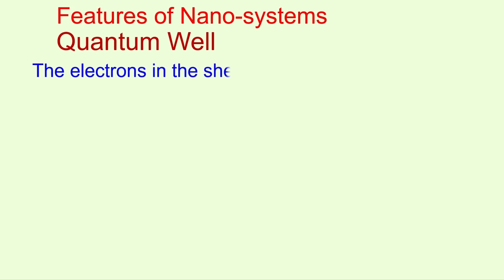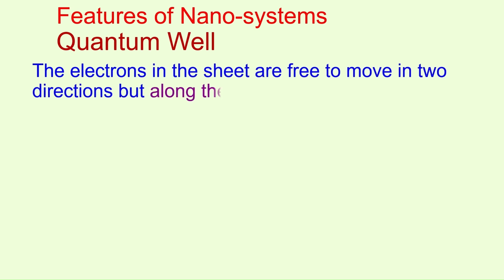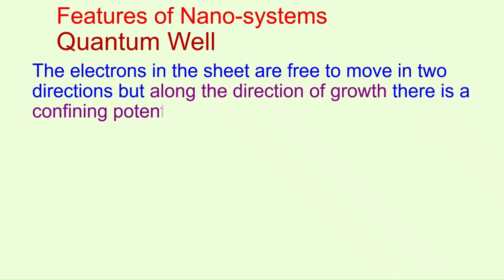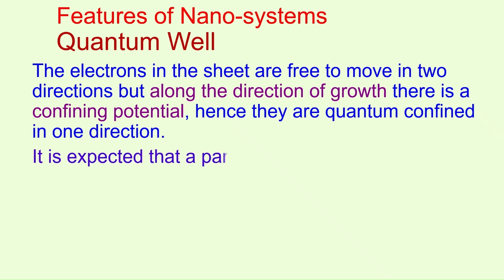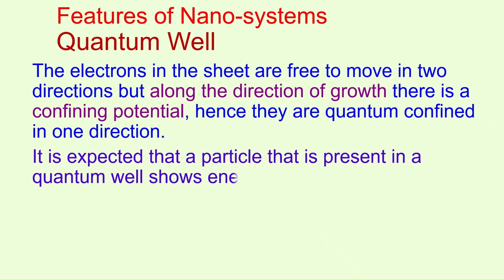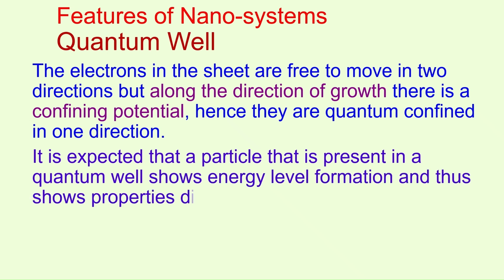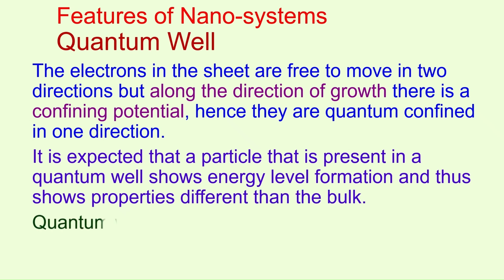Quantum well. The electrons in the sheet are free to move in two directions, but along the direction of growth there is a confining potential. Hence they are quantum confined in one direction. It is expected that a particle that is present in a quantum well shows energy level formation, and thus shows properties different than the bulk.